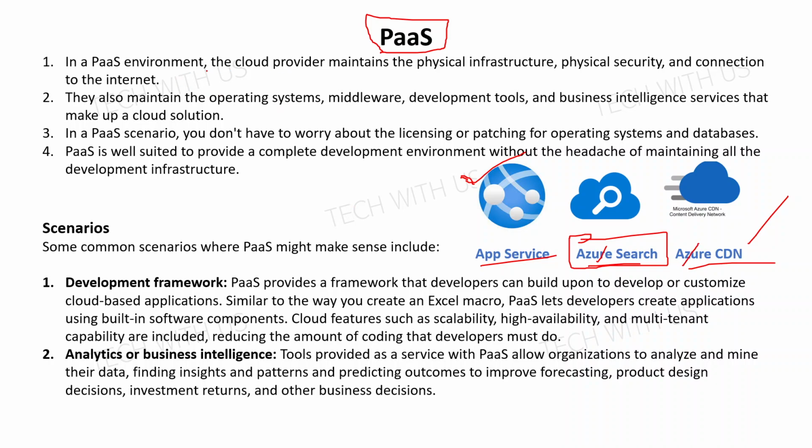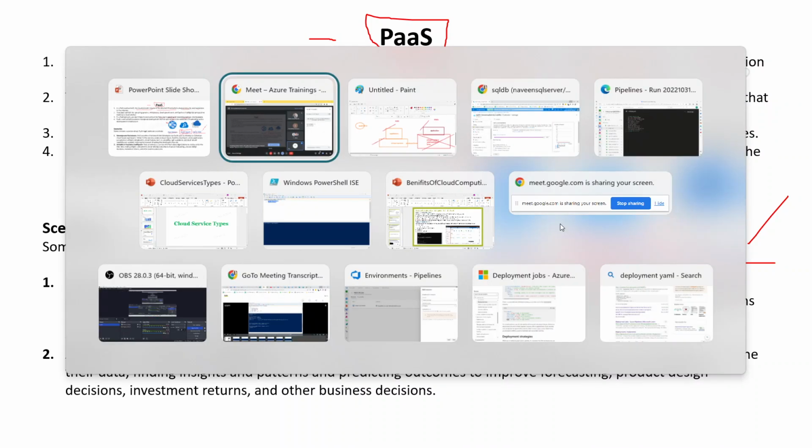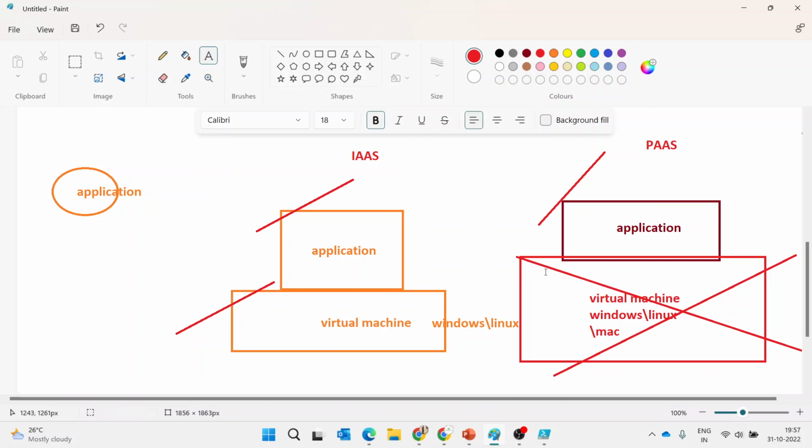In the PaaS environment, the physical infrastructure, physical security and connection are all maintained by the cloud provider only. And one more thing is in PaaS scenarios, you need not worry about licensing or patching or updates or anything, because in PaaS services, the underlying infrastructure is not in your control.